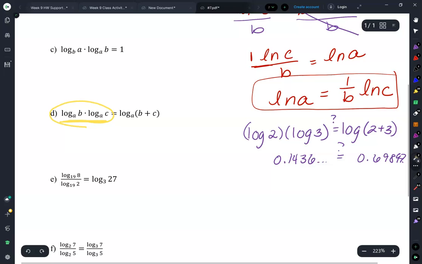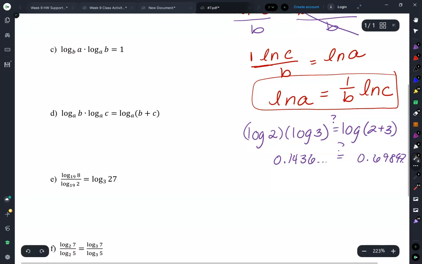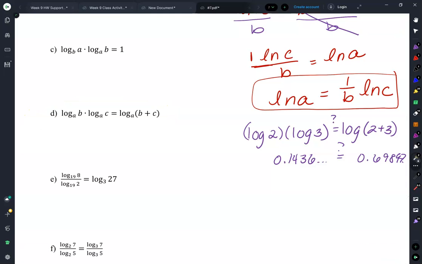There's no way I can manipulate this. You can try using different properties and things to see if you can get to this part, but I couldn't get at that. So what I did was just put in some values. So I put in 2 for B and 3 for C, and then I calculated out to see if the sides would be equal if using this equivalency, and they are not. So that one is false.